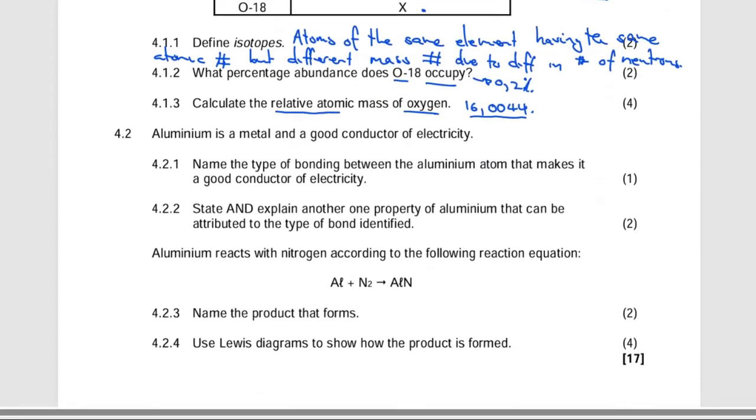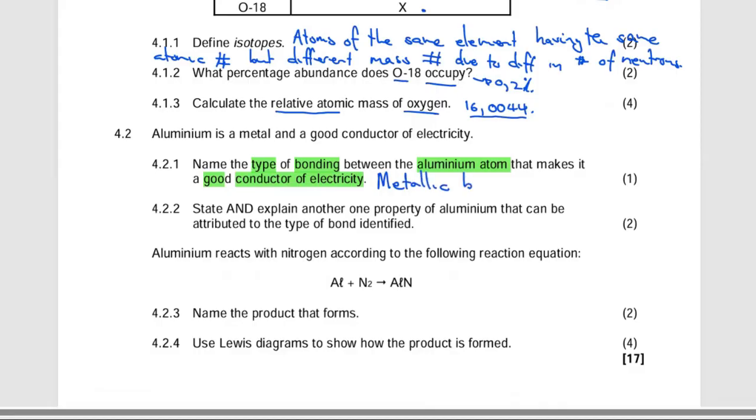Then I'm going to proceed to 4.2. It says aluminum is a metal and a good conductor of electricity, which is true. Then name the type of bonding between the aluminum atoms. So we're looking for the type of bonding that makes it a good conductor of electricity. The type of bonding is referred to as a metallic bond.